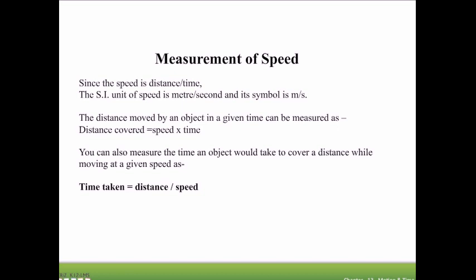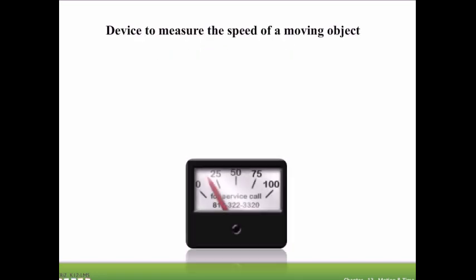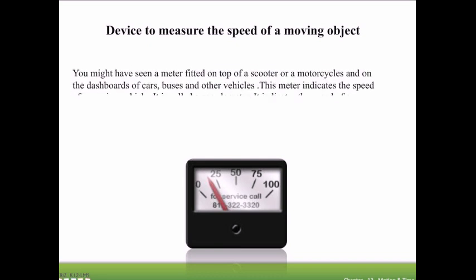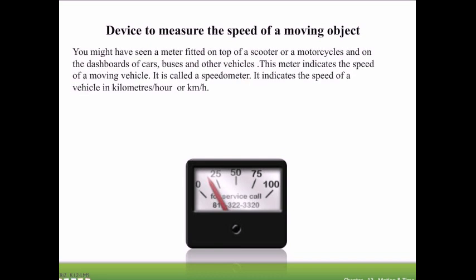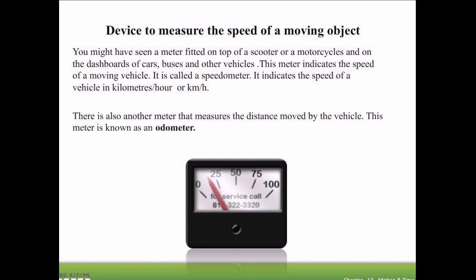Device to measure the speed of a moving object. You might have seen a meter fitted on top of a scooter or motorcycles and on the dashboards of cars, buses and other vehicles. This meter indicates the speed of a moving vehicle. It is called a speedometer. It indicates the speed of a vehicle in kilometers per hour or km/h. There is also another meter that measures the distance moved by the vehicle. This meter is known as an odometer.